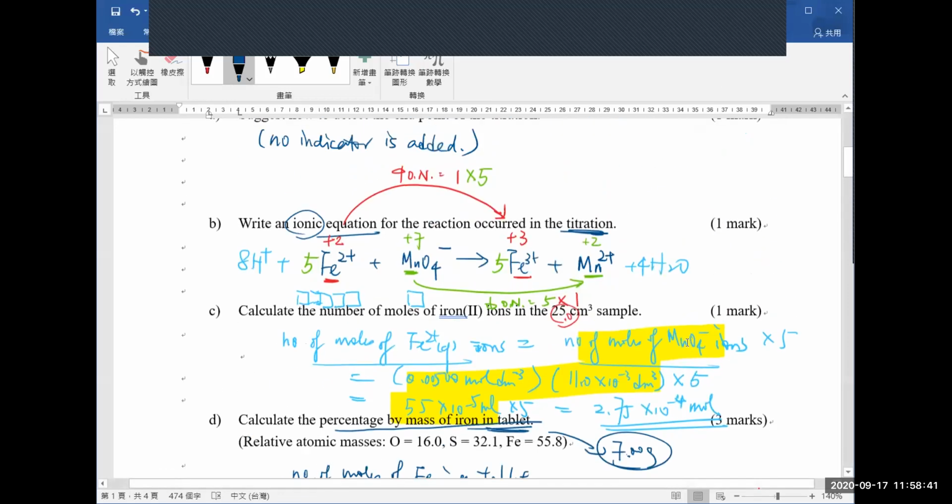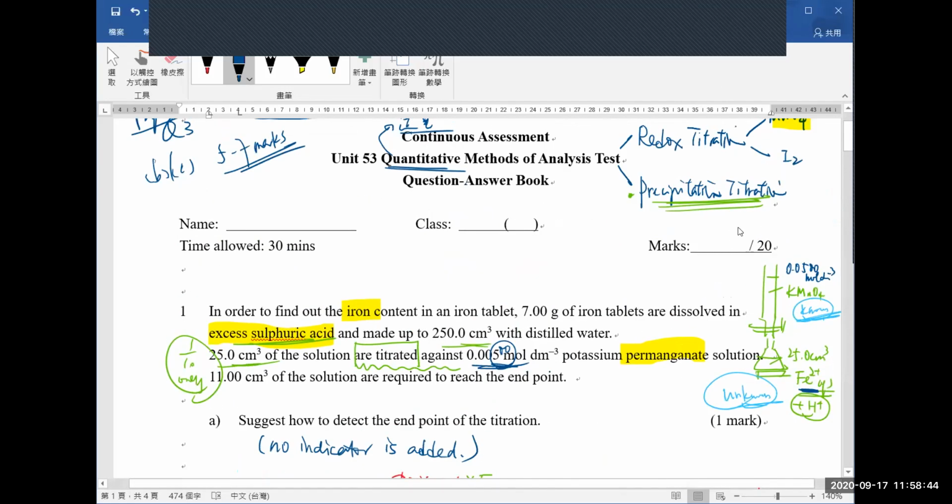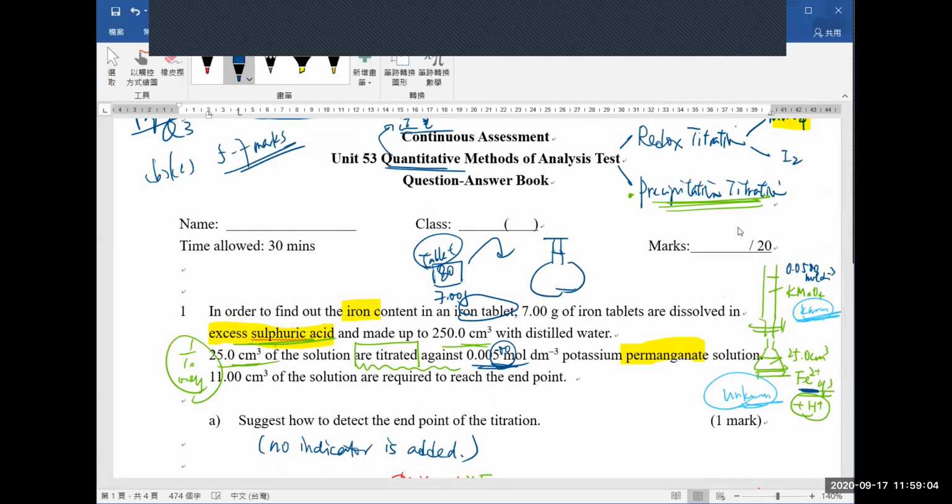Now go back to these questions. The question, we have got the iron tablet. Okay, iron tablets. Altogether 7.00 gram tablet. Okay, and I dissolve it into the excess sulfuric acid and make up the solution. You have got that. This is the volumetric flask of 250.0 cm cube. This is the water of the iron tablet solution.